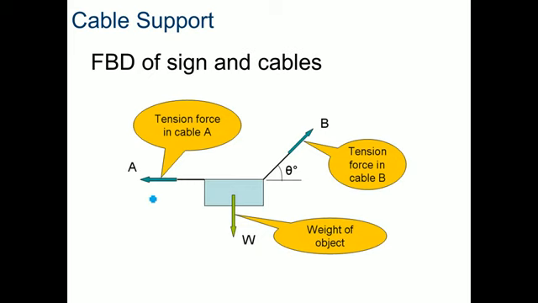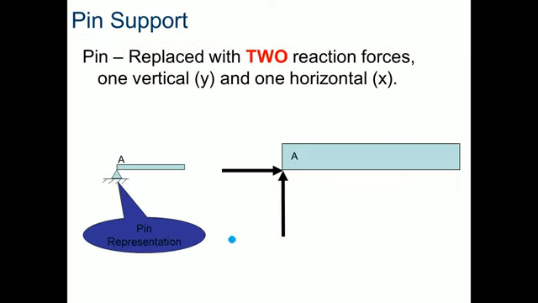So looking here, tension force in cable A, tension force in cable B, that is theta degrees from the horizon, and then I have the weight of the object that's pushing down. Here we have a pin. This we will actually be using quite a bit.